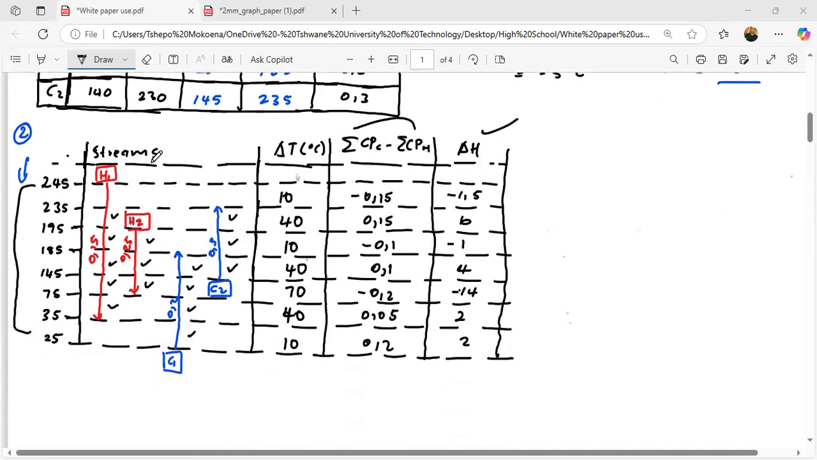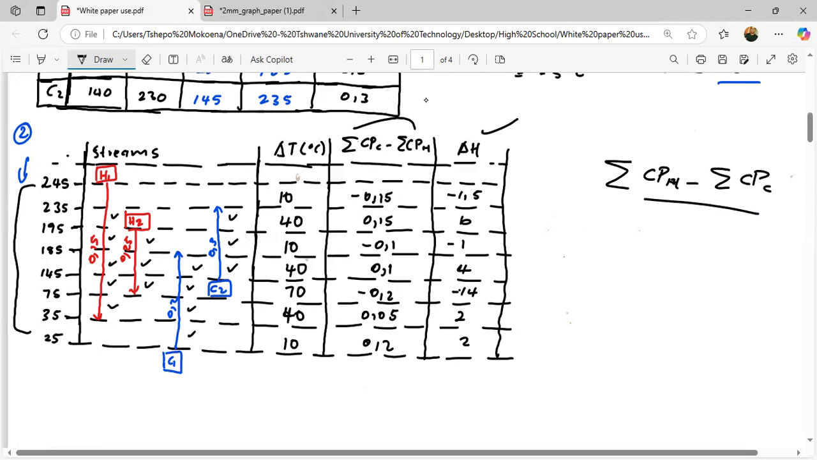And then after doing that table, we do our streams, right? We have two hot streams, we have two cold streams, and then we have delta H and the sum of CP cold minus the sum of CP hot. What I've realized is that some other people write it in the form of the sum of CP hot minus the sum of CP cold. Some textbooks write it like this. Some people solve it like this, which is not wrong.